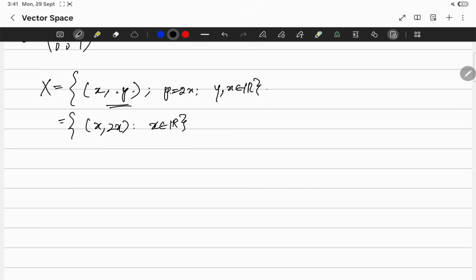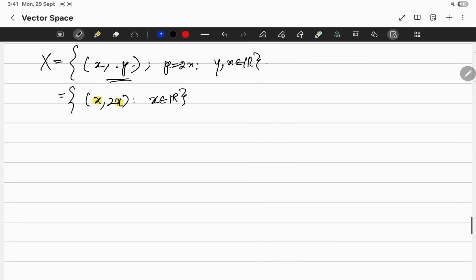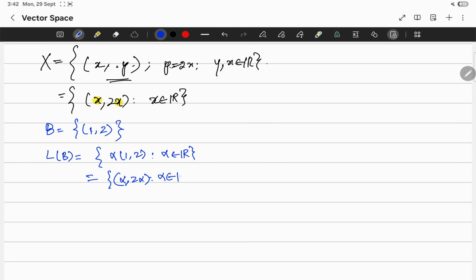So you can check that you have only one required variable here. If you take any vector in the form of (1, 2), which gives x a value of 1, and check its linear span, if you check the linear span of B, you will get alpha times (1, 2). Alpha is any real number, so it will give you (alpha, 2 alpha). Alpha is any real number. So it is the same definition, only the difference is in the notation. So it is your X.